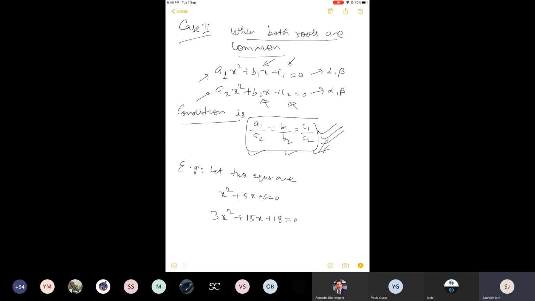See, I am giving you these two equations. Okay, let's do one thing. Let's solve them and find their roots. So how do we solve? We can do the factorization.